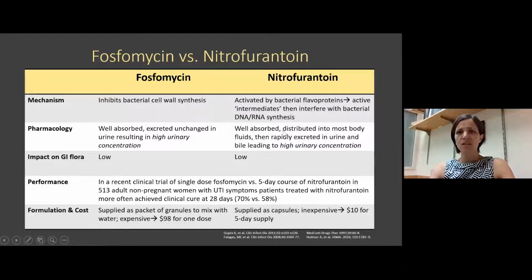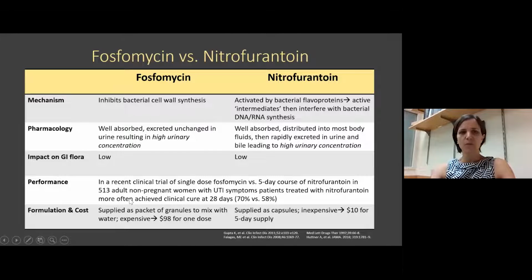So nitrofurantoin, when you take it orally, is distributed to most body fluids. It's just that it's very rapidly excreted in the urine and then the bile in very high concentrations. So just like fosfomycin, this drug, when taken orally, ends up mostly in your urine. So it's great to kill bugs in the urine, and it really doesn't seem to affect bacteria in other places very much. So this is why both have low impact on your GI flora. So the ecology of these drugs is good for not messing with people otherwise.